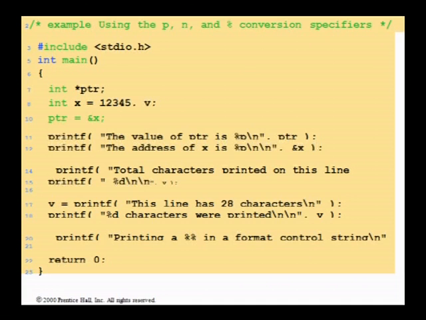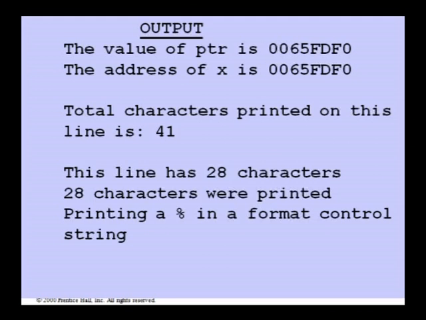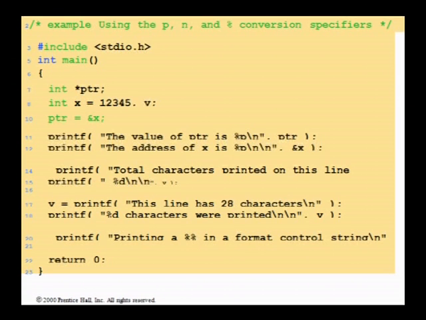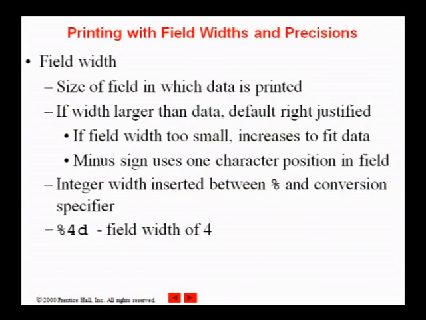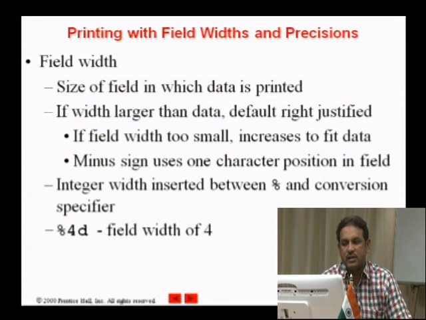Then printing a percentage sign in a format control string. So this is an example as we have seen it. That's what the use of the printf functions are. Now we want to print numbers with a field width and precision.